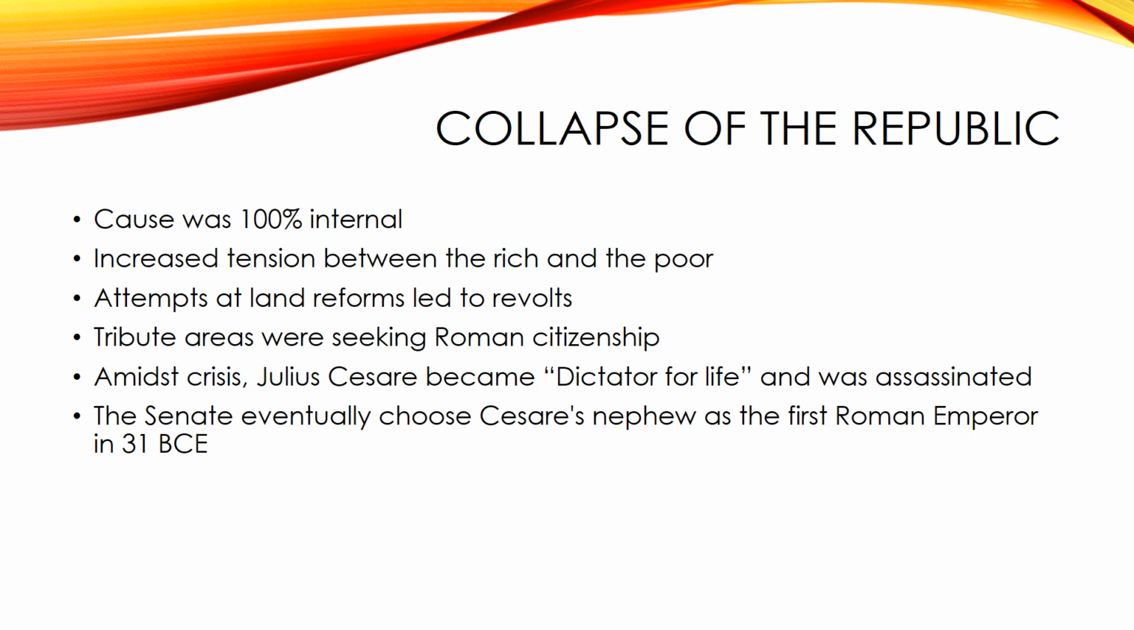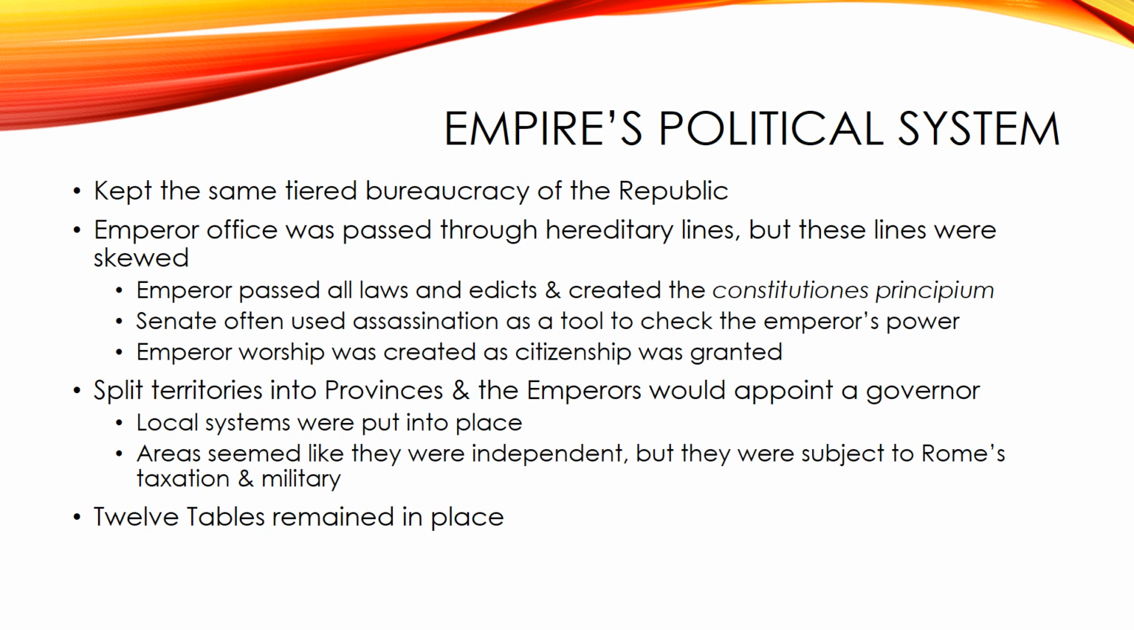So Julius Caesar becomes dictator for life and ultimately was assassinated. The Senate decides that they were in crisis and that they were unable to solve their problems, and so they went ahead and created the empire system with Caesar's nephew Augustus, Octavian Augustus, who will take the title first consul and ultimately emperor in 31 BCE. So the empire's political system and structure was the tiered bureaucracy set up by the Republic.